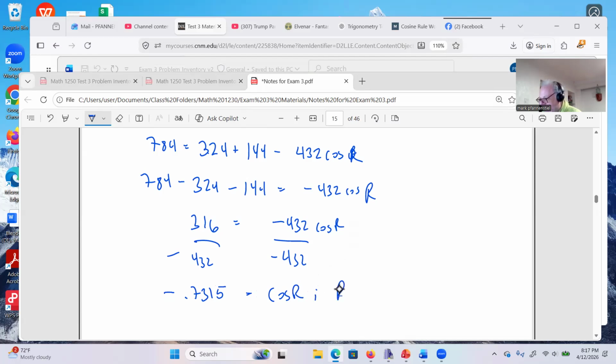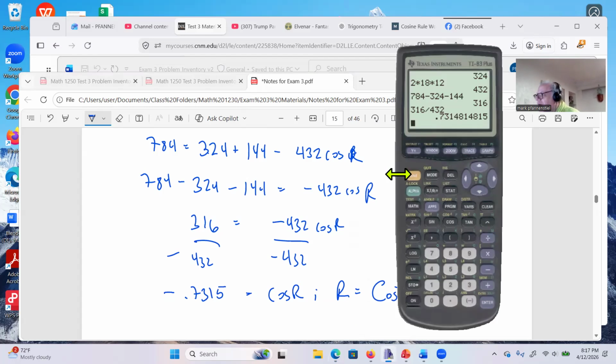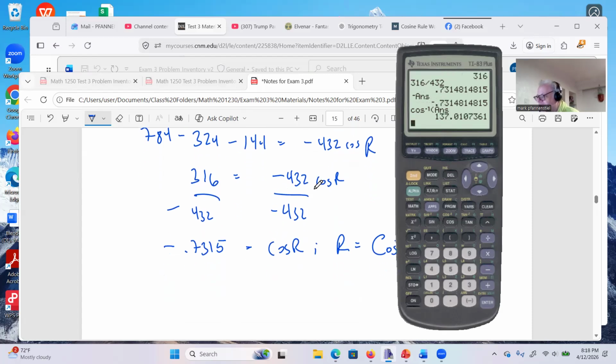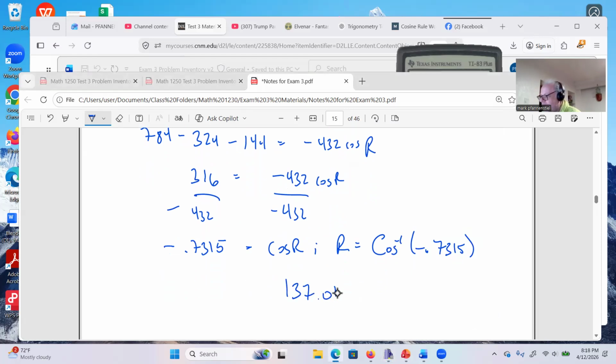Now what we're going to do is we're going to say R is equal to the inverse cosine of negative 0.7315, and we'll go ahead and sort that out. Okay, so we have to change this to negative. And now we're going to go ahead and double check our mode. We are in degrees. So I'm going to say, what is my inverse cosine? It's going to be an obtuse angle. And then we'll go ahead and grab our answer. And it looks like it's 137.01 degrees. That's the answer I'm going to report for this angle.